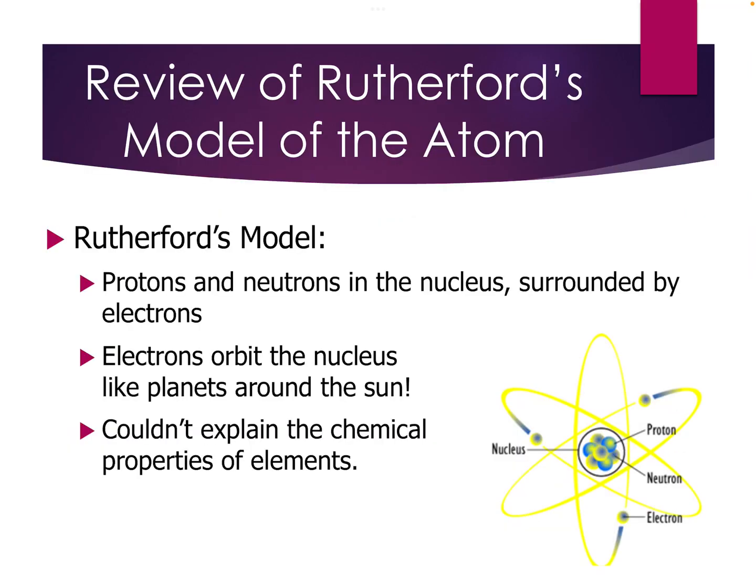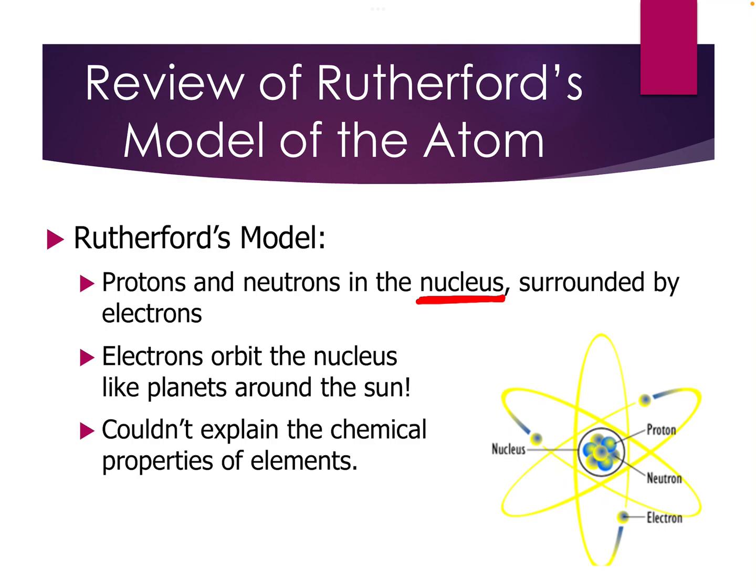Remember last time we were talking about Rutherford's model. He discovered the nucleus, if you'll recall. He said those protons and neutrons, they're in the middle, they're in the nucleus, and they're surrounded by electrons. Remember, he was doing that gold foil test where he was shooting alpha particles at the gold foil. Most of them went straight through, but some of them bounced off, and he said, hey, there's something hard and positively charged in the middle. That's the nucleus, right? And so he's credited with finding the nucleus.